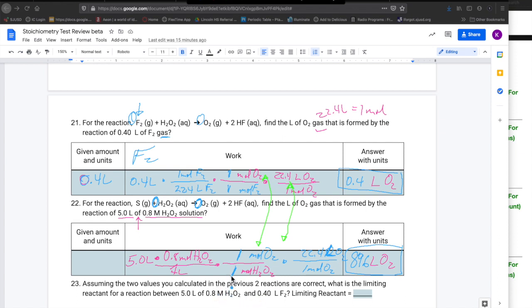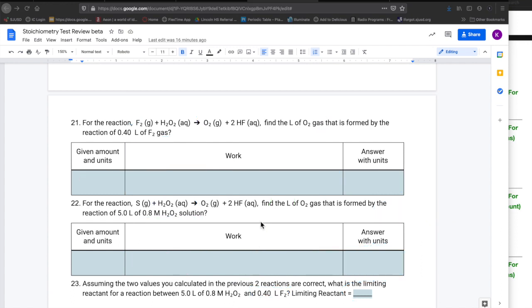Yes, I'm working right down at the bottom of the screen. So this 0.4 liters is less than 89.6 liters, which makes this the limiting amount being made, which makes this, the thing I started with, the reactant that's leading to the limiting amount. So this is my limiting reactant. So 0.40 liters of F2 is my limiting reactant. So that's how you do a limiting reactant problem.